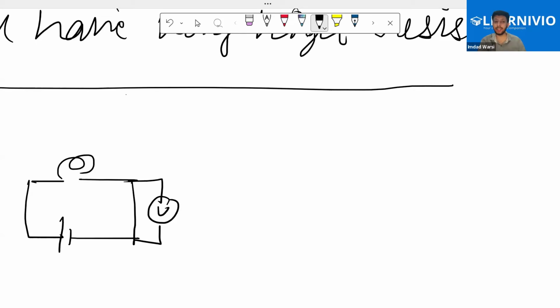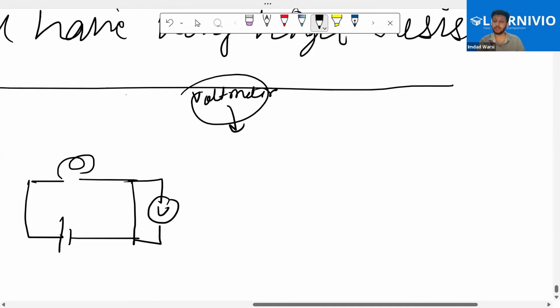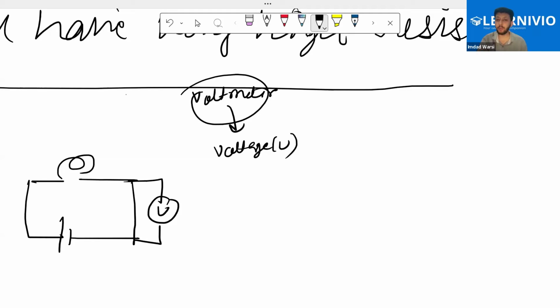Later, in the next lecture, I'll tell you that this voltmeter is used to measure voltage, and voltage is V.